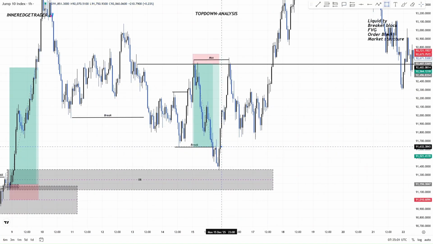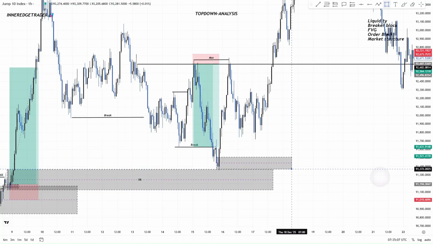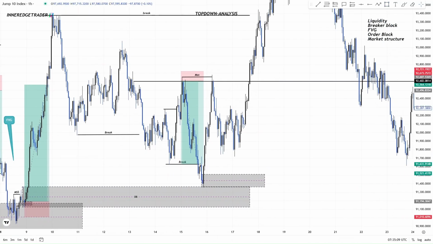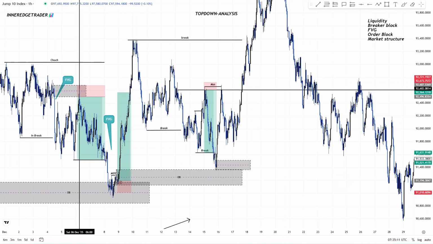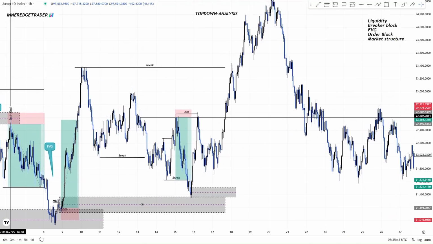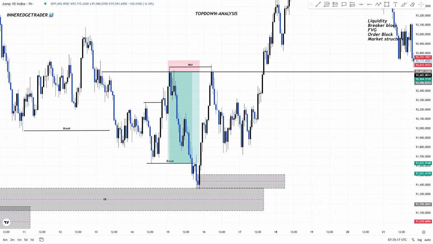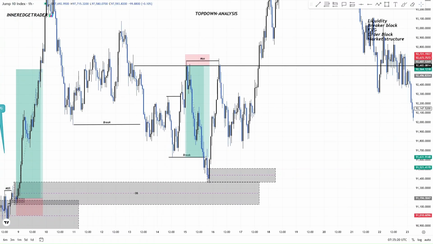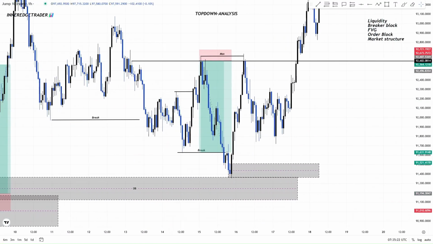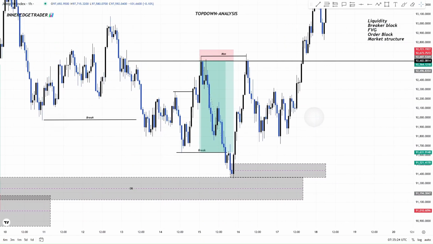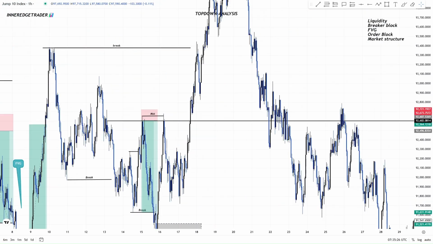But since price did not really even go to this other block, before price started to move to the upside. So price didn't even get to this other block before it started to move to the upside. So normally you won't have entered this trade. I won't have seen an entry in this trade.